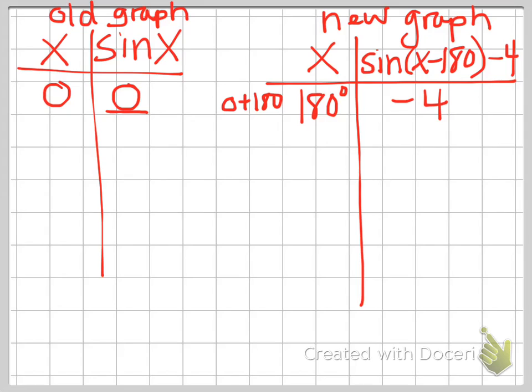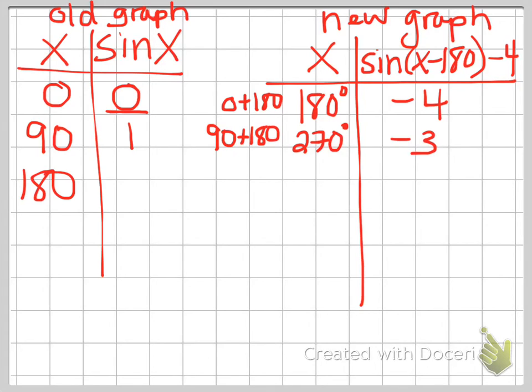Now let's work with our other point. The next point is going to be (90, 1). Again, that was from the parent function, the graph of sine x. Let's transform them. 90 plus 180, we get 270 degrees. Now we have 1. Again, we have to subtract 4, so we're going to end up with negative 3. And you're going to keep working with this pattern.